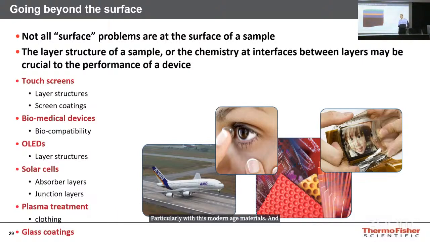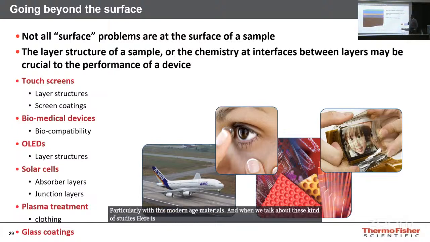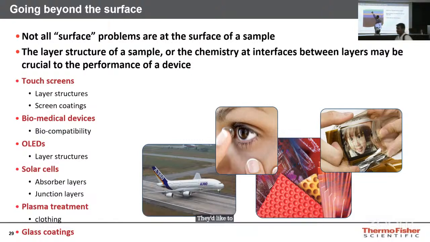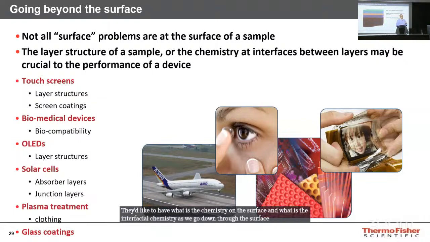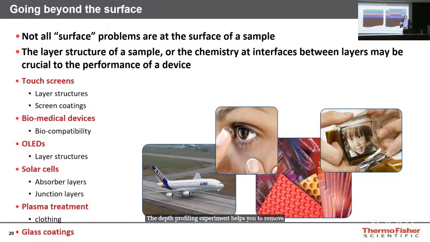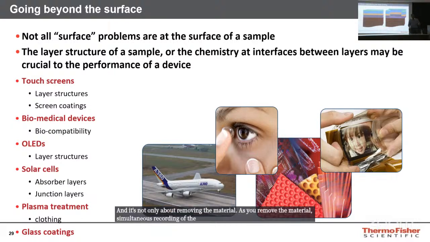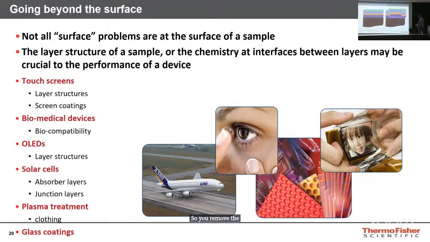And when we talk about these kinds of studies, here is an example where you have a substrate and multi-layer films. Now, using XPS, you get fantastic information from the surface. But the modern age researchers would like to know what the chemistry is on the surface and what the interfacial chemistry is as we go down through the surface. And that's where we have a beautiful experiment called the depth profiling experiment. The depth profiling experiment helps you to remove material in a very controlled fashion. And it's not only about removing the material. As you remove the material, simultaneous recording of the chemistry also keeps going on. So you remove the material and understand the chemistry as well.